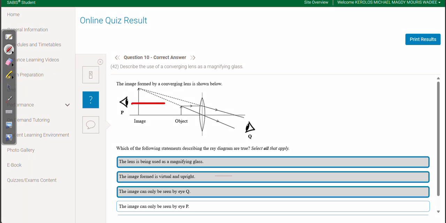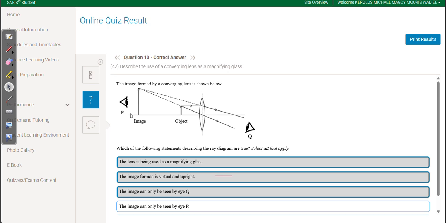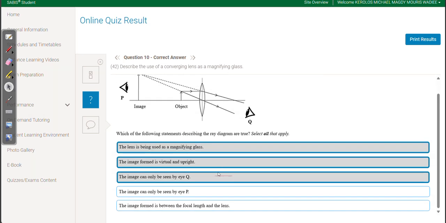Your eye cannot see stuff like this. No, doesn't work. No, that's wrong, sorry. The image formed is between the focal length and the lens? No, that is in case 1. Our image is not formed between the focal length and the lens. If we take this as the F, the principal focus, and this is the focal length, the image is beyond the focal length. That's all.